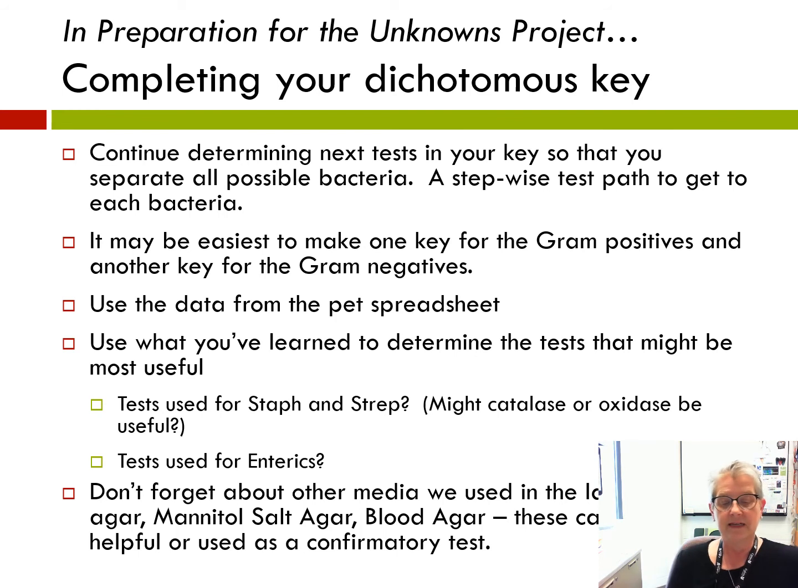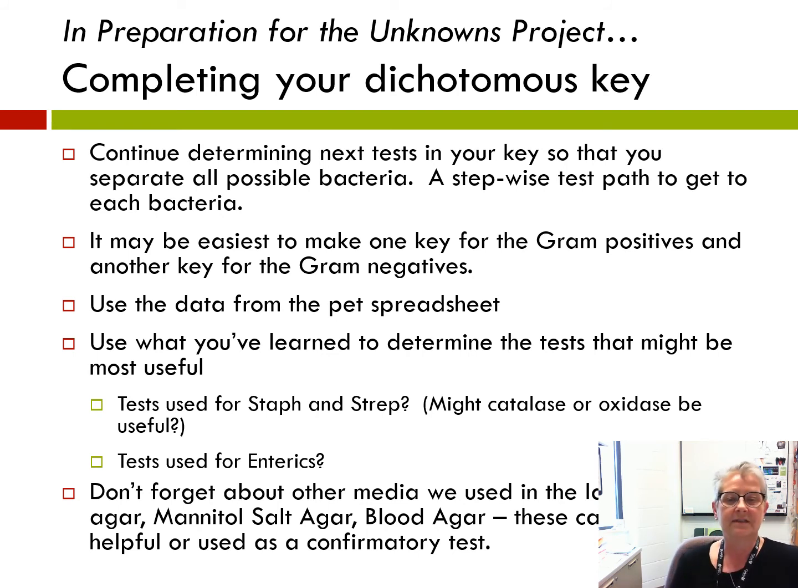So now you can begin constructing your dichotomous keys. As I said, you start with gram stain, shape, and arrangement, and then begin determining the next steps in your key so that you separate all possible bacteria. This will be a stepwise test path to get to each bacteria. And I'll suggest it's probably easiest to make one key for the gram positives and another key for the gram negatives. That way it doesn't get quite so big and unwieldy.